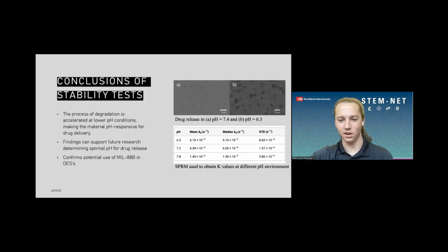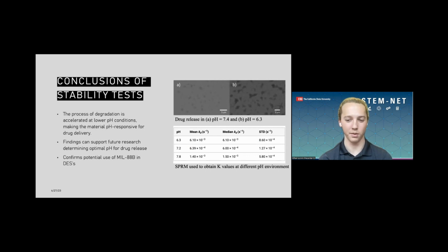So from the QCM data and characterization using X-ray diffraction, we were able to determine that MIL88B is pH sensitive. And this data can support future research in determining the optimal pH for MOF drug release. And more importantly, it confirms the potential use of MIL88B as a carrier for ibuprofen on drug-eluting stents. This data demonstrates the viability of applying these MOFs in a real-world medical environment.